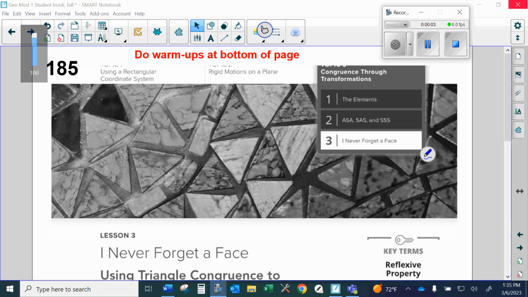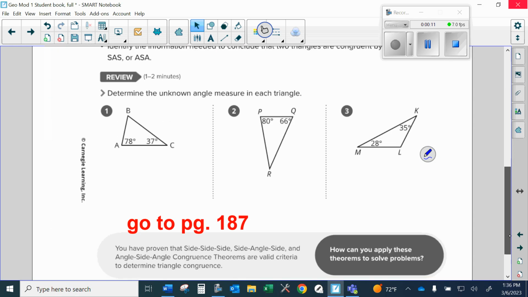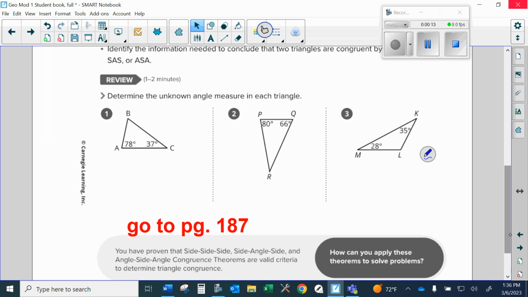Okay, students, last lesson of topic 3, lesson 3 of mod 1, page 185. I want you to do the warm-ups at the bottom of the page. Go ahead and do these. Find the unknown angle measure. So hit pause, find your answer, and then hit play to see if you got them right.